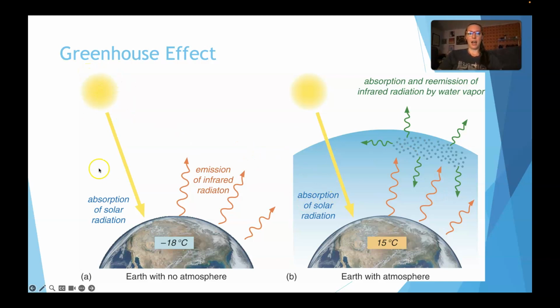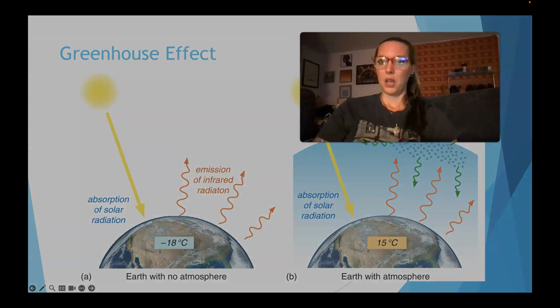So here's just a visual representation of that idea. If we did not have an atmosphere absorbing and re-emitting our outgoing Earth heat, we would not be as warm as we are today. We'd be at about negative 18 degrees Celsius, which is roughly negative 0 degrees Fahrenheit, and that'd be our warmest temperature on average. But since we do have a beautiful atmosphere that absorbs and re-releases our outgoing energy, then we sit at about 15 degrees Celsius on average, or roughly 59 degrees Fahrenheit.